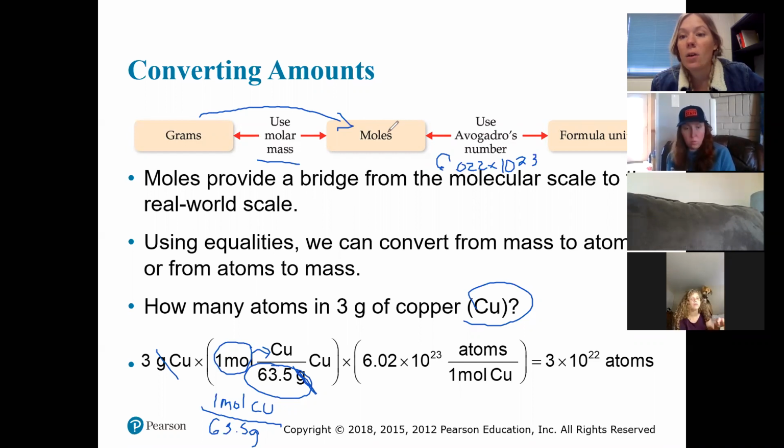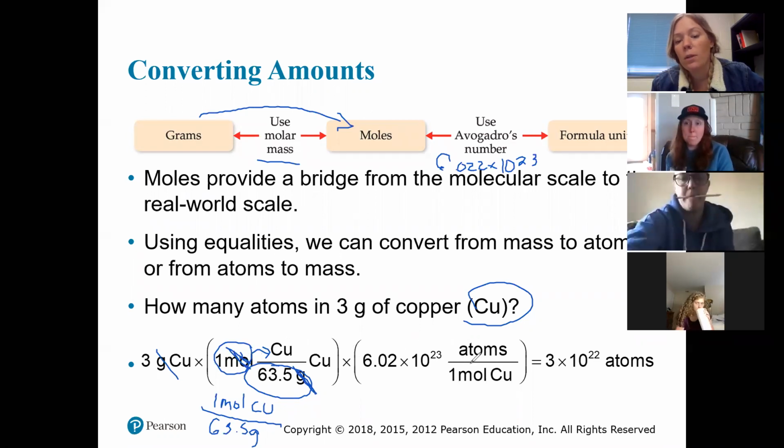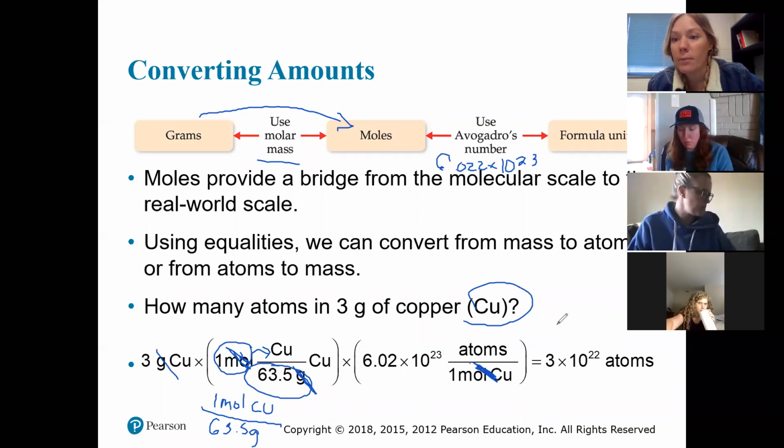Next step then is to go from moles into the formula unit. That's where we use Avogadro's number. Since moles are on the top, I need to put the 1 mole on the bottom, and then we can put Avogadro's number on top. The mole unit will cancel with the mole unit, and we'll be left with units of just atoms.